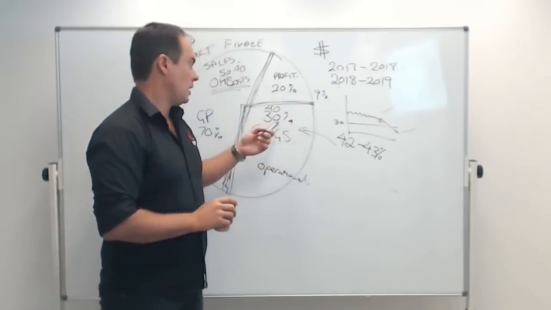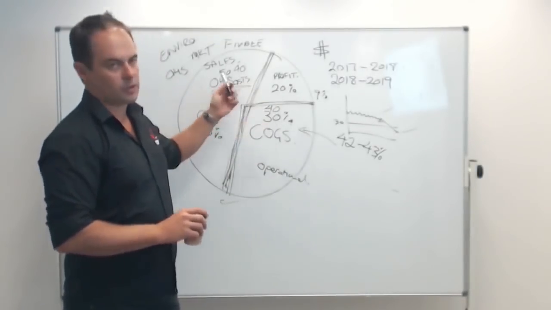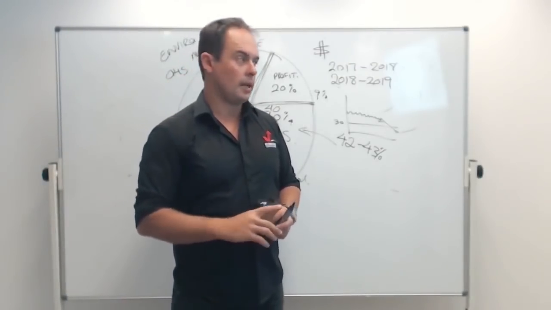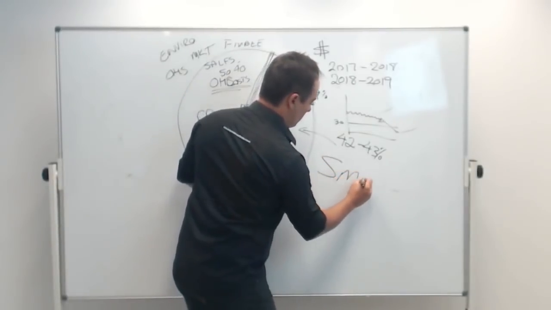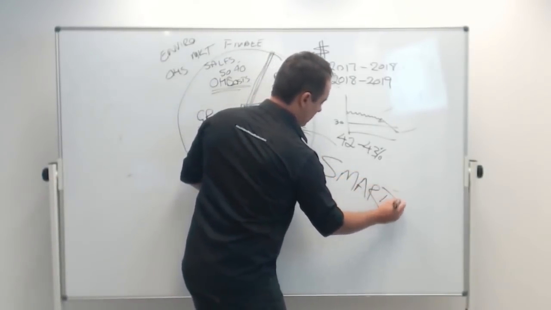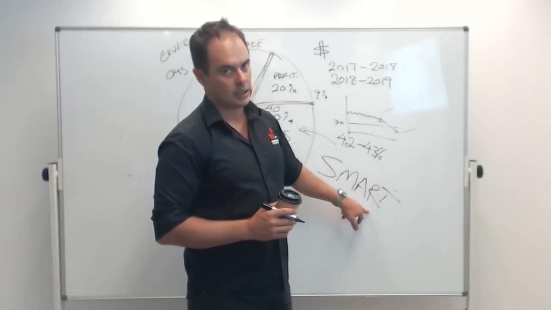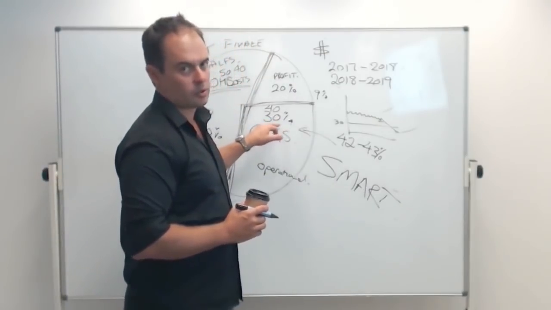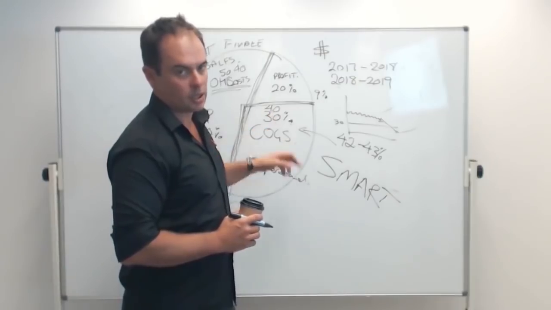12 months ago, we said, 20, 30, 40, 50, and just recently we've changed that because it's unrealistic. We talk about objectives being SMART, S-M-A-R-T. So specific, measurable, achievable, realistic, and time-based. And we found that 30% COGS wasn't realistic for us. 40% is realistic that we can achieve that.